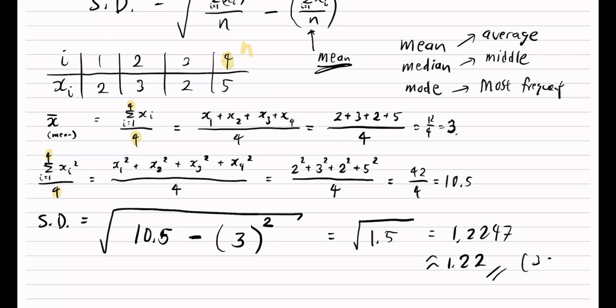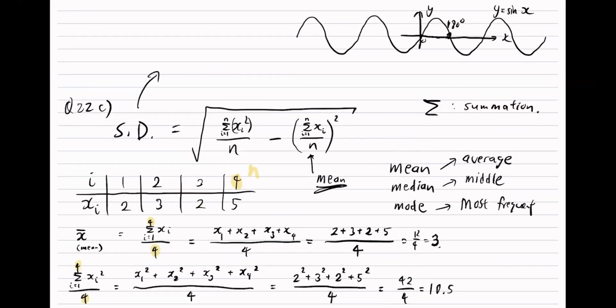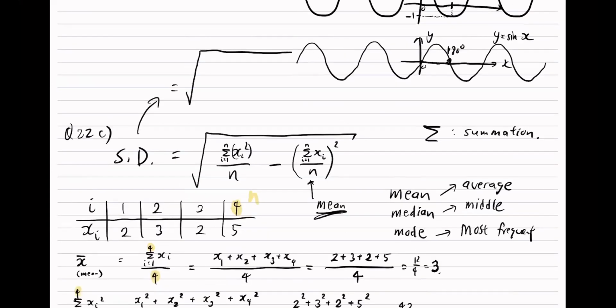Okay? Actually, there are 2 formulas for standard deviation. The one that I gave you is the easier version. There is a more difficult version, which looks something like this. Wait, if I am not mistaken, let me think a little bit.